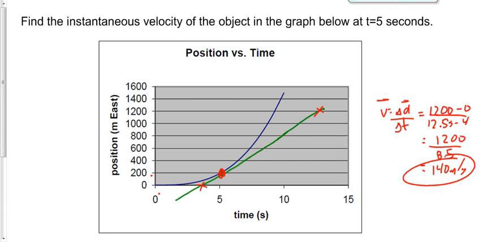Calculate that slope if you haven't done it already, or v equals delta d over delta t if you haven't done it already, and then try to get again somewhere in that range of 110, 120, 130, somewhere in that range.